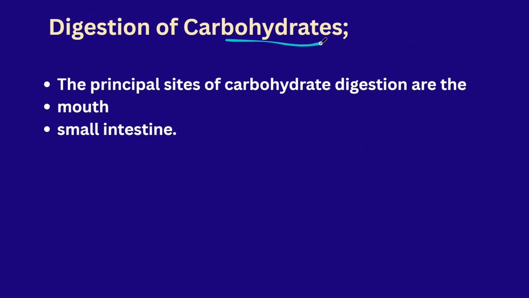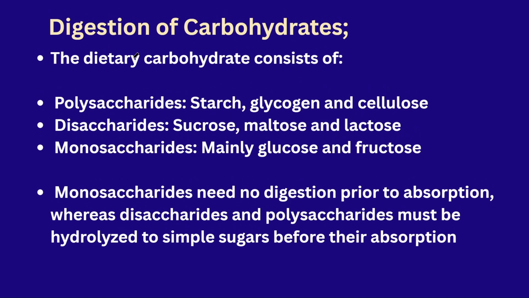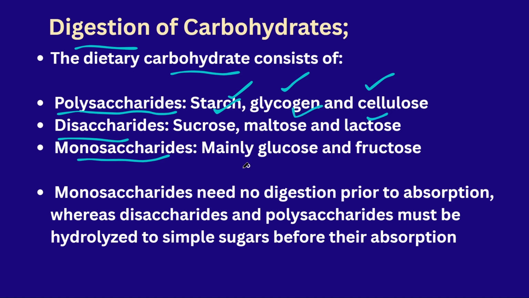The digestion of carbohydrates. Carbohydrates are digested in the mouth and also in the intestine. We will understand the metabolic process, that is digestion. Digestion is important for breaking down complex carbohydrates into simple carbohydrates. We already know that carbohydrates are polysaccharides, disaccharides and monosaccharides. The polysaccharides are starch, glycogen and cellulose. The disaccharides are sucrose, maltose and lactose. Here we also have the monosaccharides like glucose and fructose.